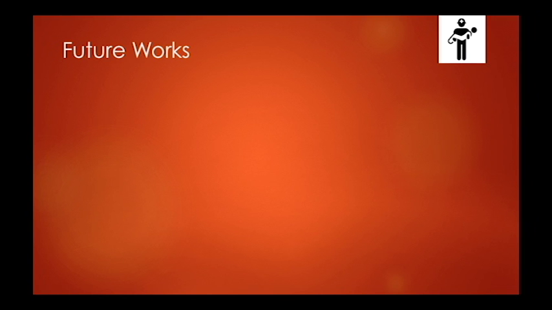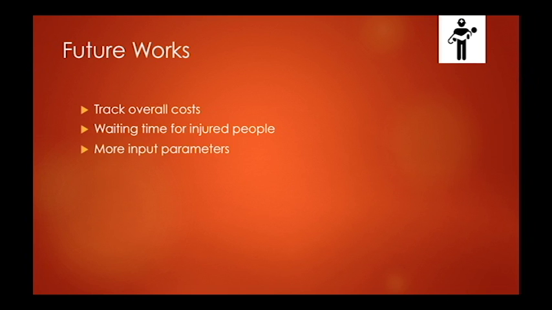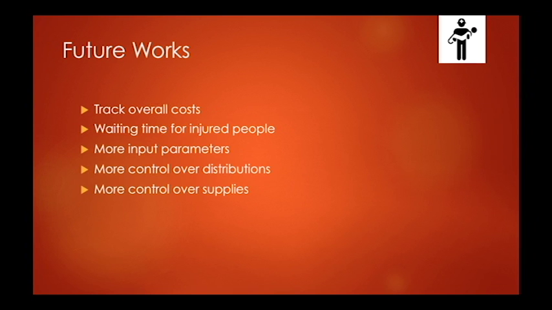As we look to the future, there are a number of expansions to add to this product. First, we will implement a way to track the overall cost of the relief effort. Additionally, we will track how long an injured person waits before receiving medical attention. Finally, we will include more input parameters, such as multiple disaster types, not just magnitudes, more control over distributions, and more control over sending supplies to medhubs.